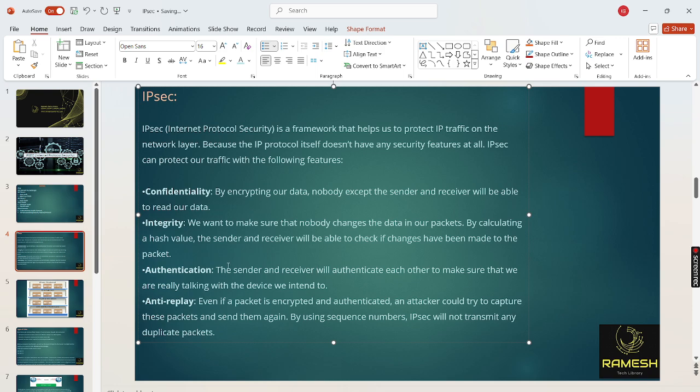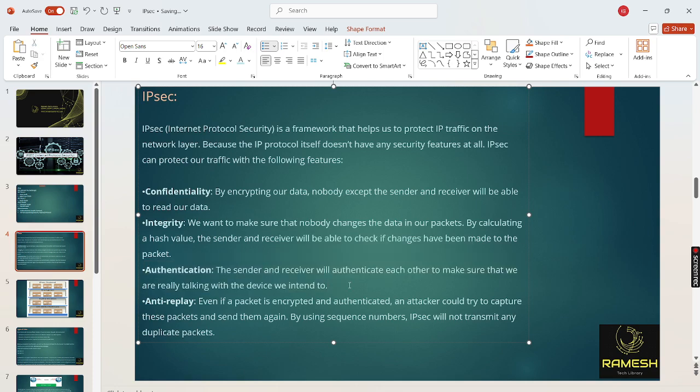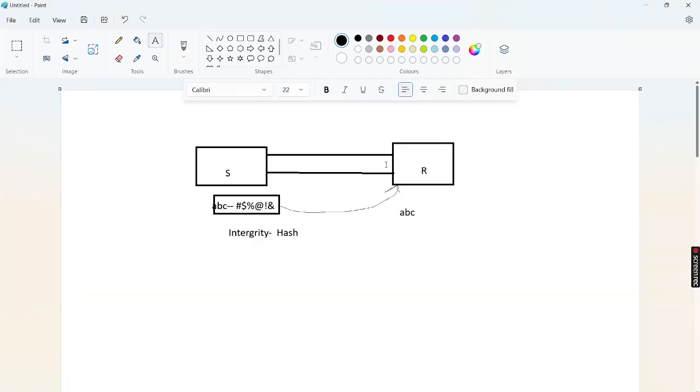And authentication means it will tell who you are. The sender and receiver will authenticate each other to make sure that they are really talking to the intended one. Between the sender and receiver, authentication will happen. So the sender will know who the receiver is, and the receiver will also know whether it is the correct sender or not. And the sender will also authenticate the receiver, to check whether the receiver is the intended one or not.